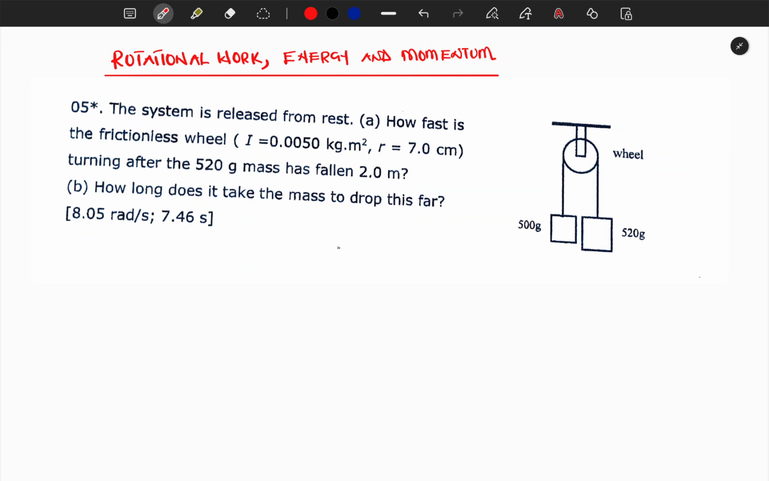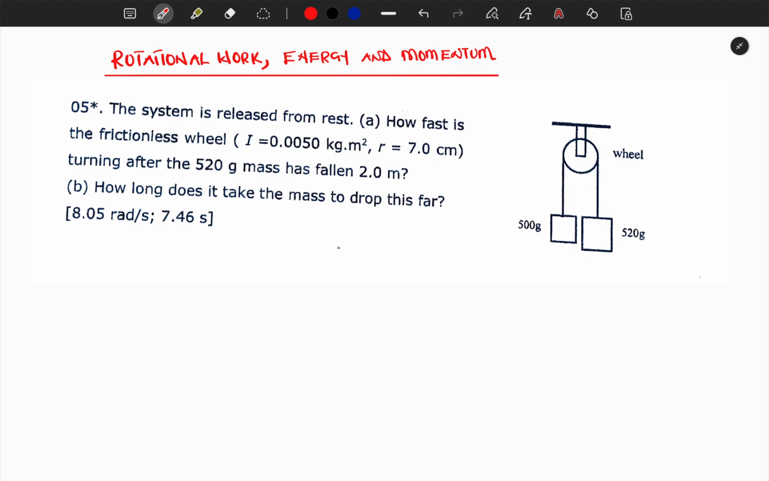The system is released from rest. How fast is the frictionless wheel with the moment of inertia, usually we call it the moment of inertia, and the radius turning after the 520 gram mass has fallen 2 meters? How long does it take the mass to drop this far?